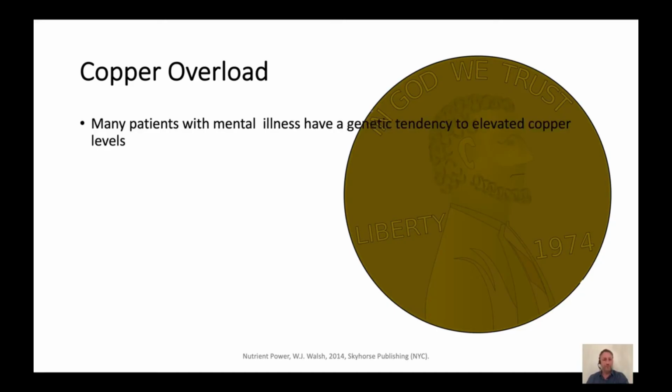So many patients with mental illness have a genetic tendency to elevated copper levels. We see that a lot of these patients that deal with issues like anxiety and ADHD and depression have a genetic tendency to elevated copper levels. And this can predispose them to a number of different psychiatric disorders. Ultimately, each person is going to react in a slightly different way to the different biochemistry. You could have a couple of people that have a copper overload, and one of them could have very bad ADHD, and another one could have severe anxiety, and another one could have depression from it. So it depends on how it plays out in that person's body.